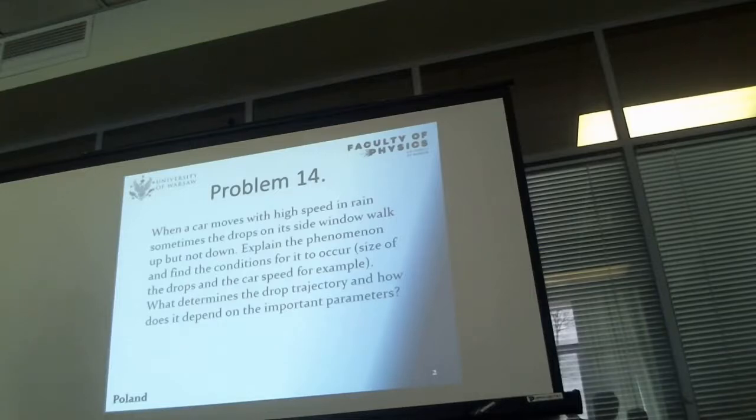So here is the outline of the problem. When a car moves with high speed in rain, sometimes the drops on its side window walk up but not down. Explain the phenomenon and find the conditions for it to occur. Size of the drops and the car speed, for example. What determines the drop trajectory, and how does it depend on the important parameters?